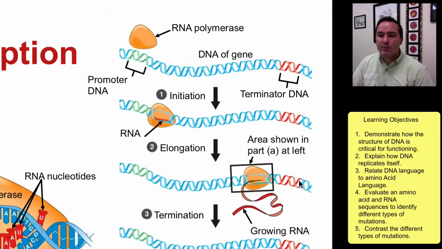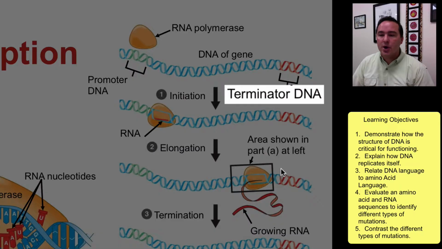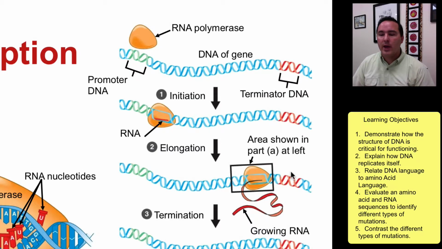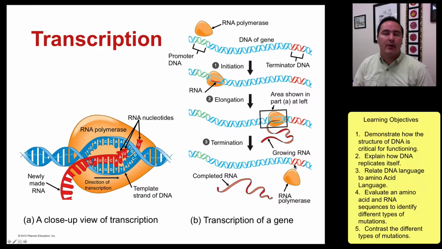Then it hits a region called the terminator DNA, and that is when the RNA polymerase knows that it now is done and it lets go of the DNA strand, and you have a completed RNA strand. The three words that we use for this process are initiation, where it binds and starts to move, elongation as it goes all the way along the gene, and termination when it finally lets go of the DNA. And that's the process of transcription.